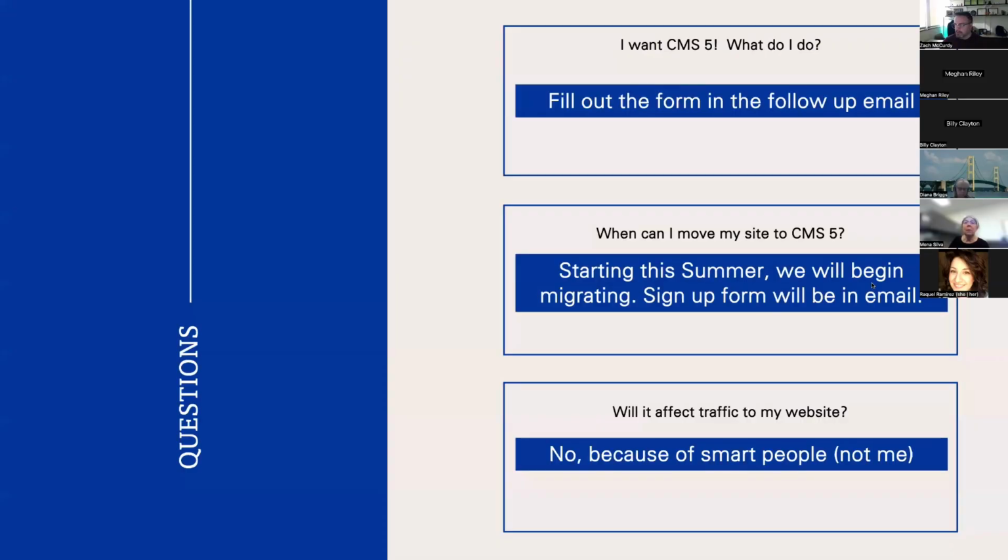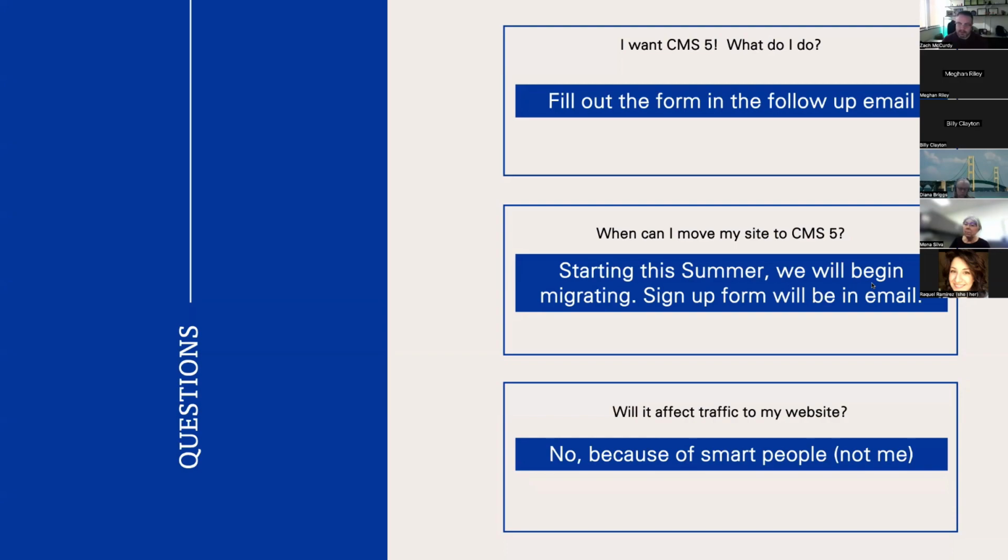So as we're wrapping up, some questions that I am assuming you may have or others will have is, I want to use the CMS 5. What do I do? There'll be a form in the follow-up email for that. Okay. When can I start moving my site over to the CMS 5? Again, that'll be starting in the summer. That will be in the email as well.